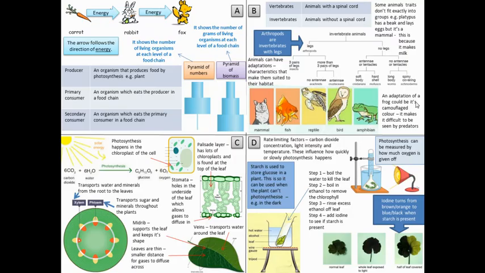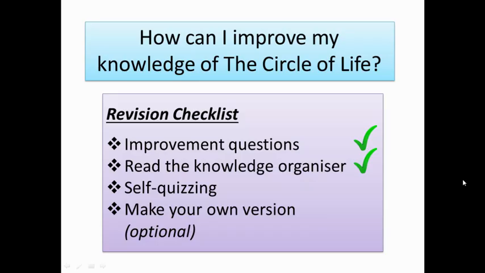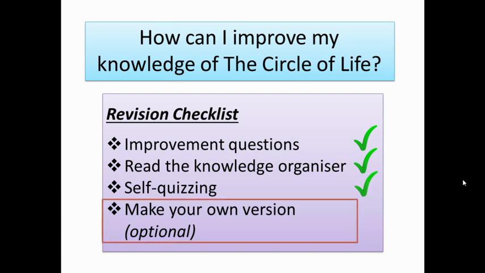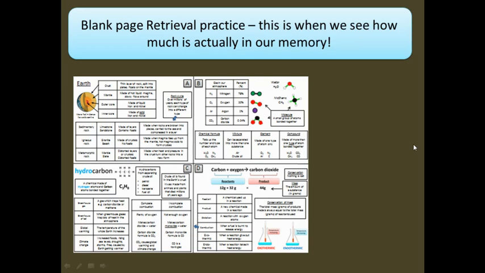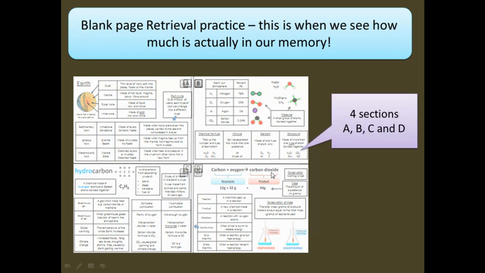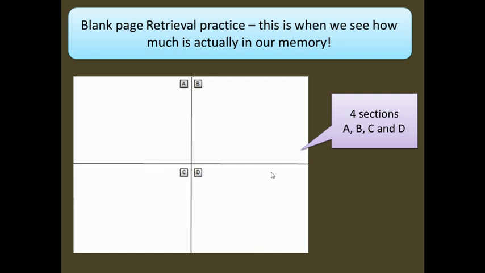So that is the overall knowledge organizer. You can see it's split into four sections. So if you're now going to make your own, get a sheet of A4 paper, okay? This is the one from the previous topic. So get a sheet of A4 paper and make it blank, split it into four sections, and try and remember as much as you can from each of the sections, okay?